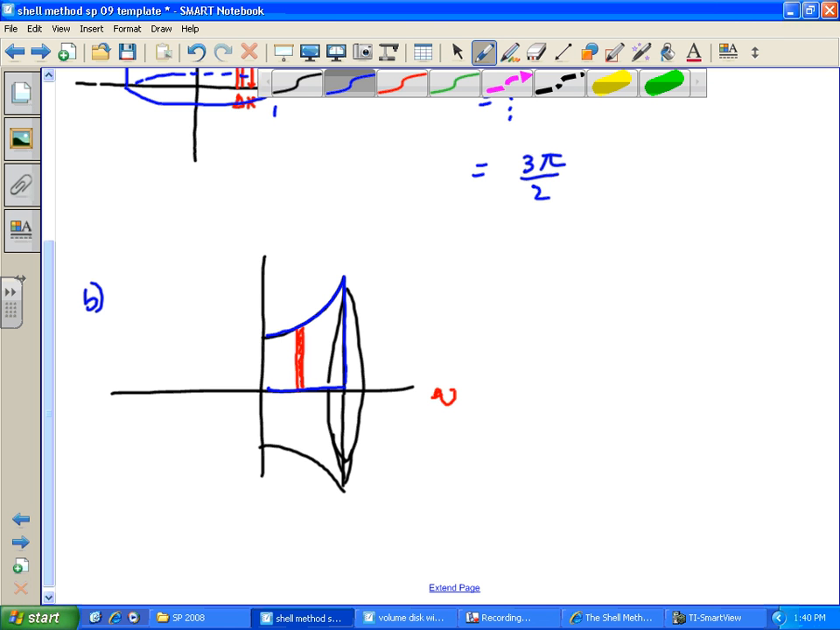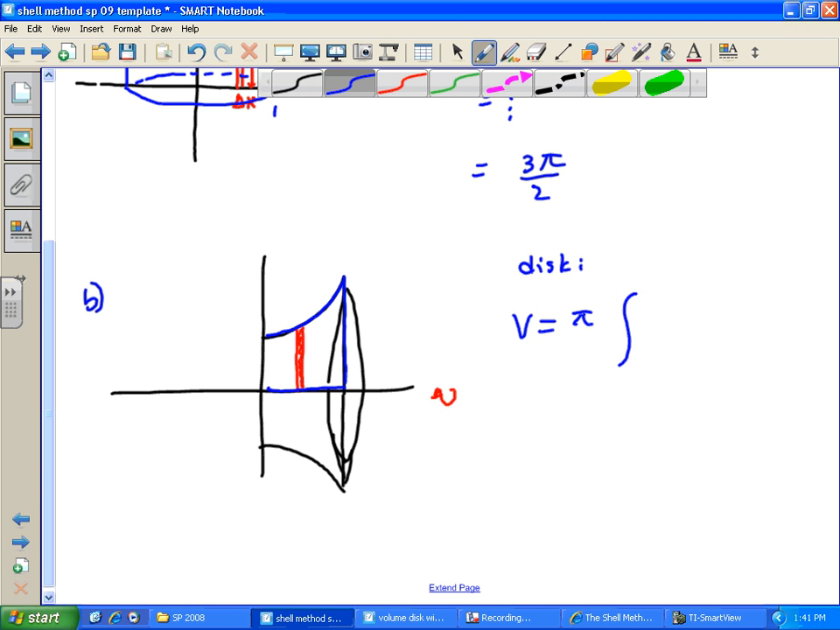Can I use the shell method? No. It's perpendicular to the axis of rotation, so we have to use the disk method, where the volume is pi times the integral. It's going to be big R squared minus little r squared. But is there going to be a hole in this region? Is there anything to subtract? No, so there is nothing to subtract.